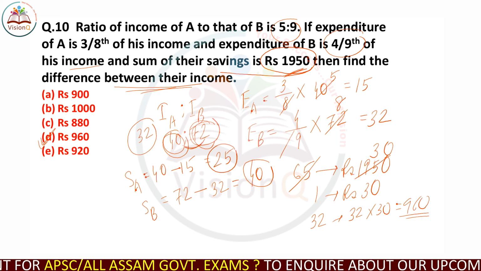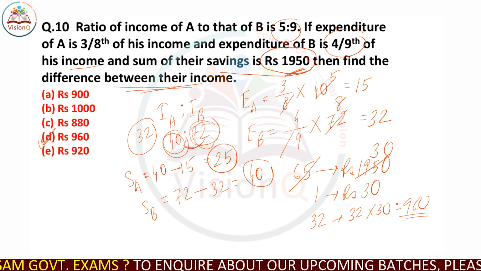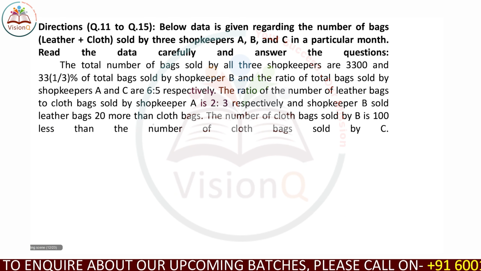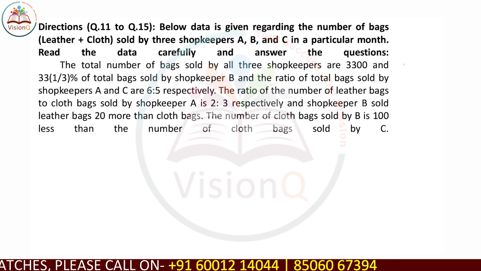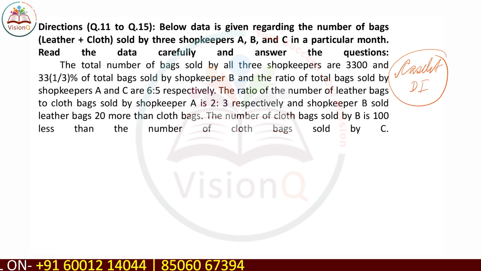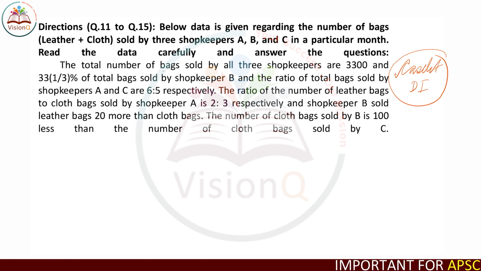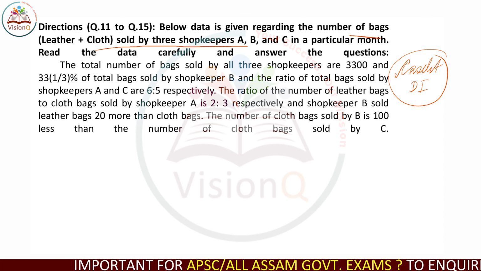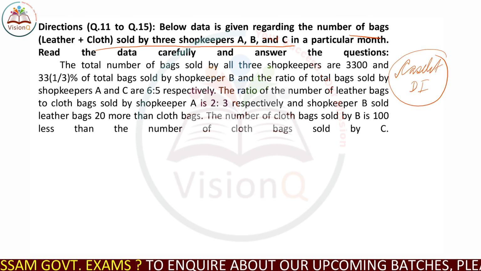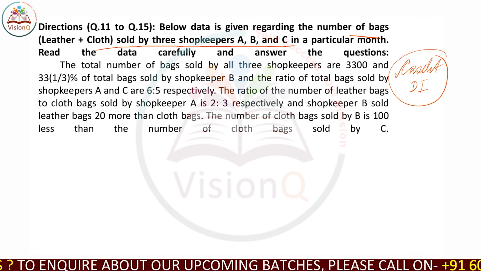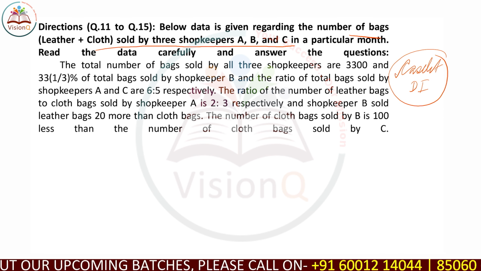So these were the word problems from question number 6 to question number 10. Next we'll discuss questions 11 to 15, which will be a caselet DI, a data interpretation known as the caselet DI. In this DI it is given that the total number of bags sold by all 3 shopkeepers is 3300. This question is based on the number of leather and cloth bags sold by 3 shopkeepers A, B, C in a particular month.